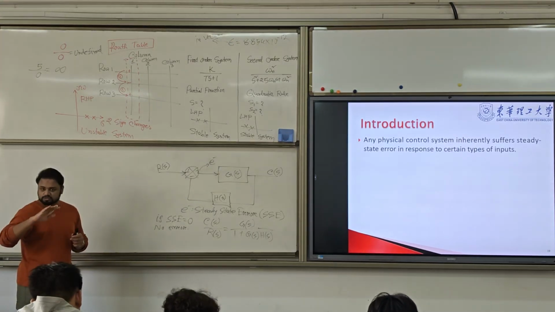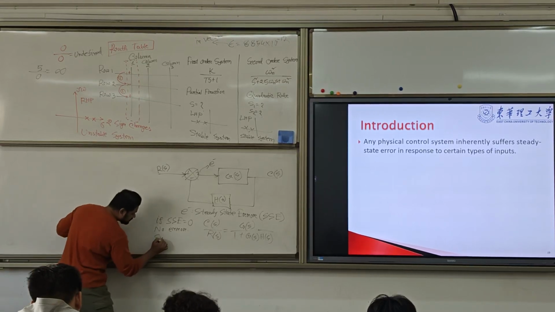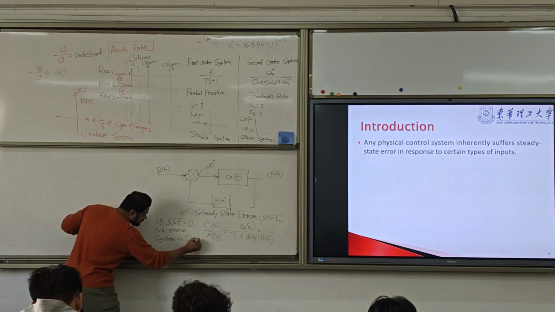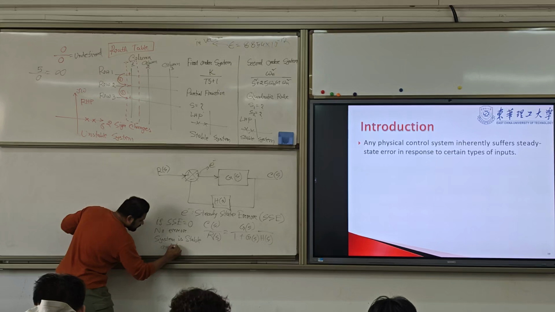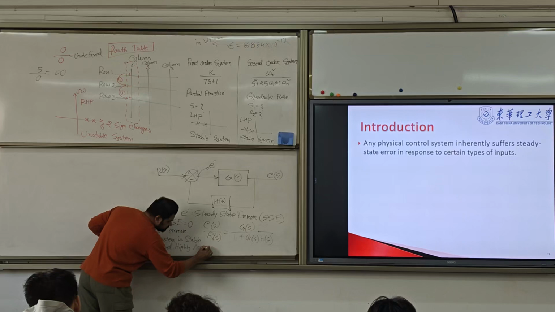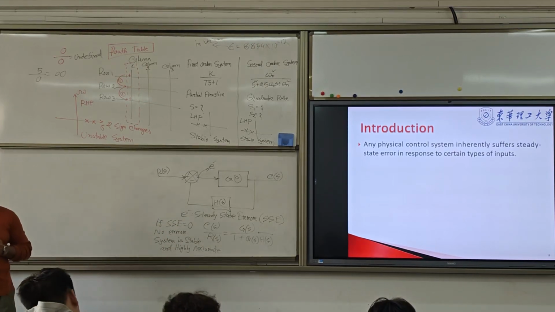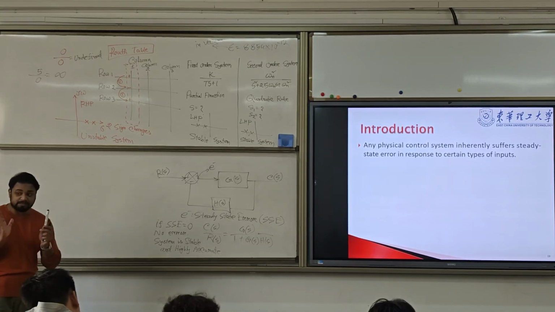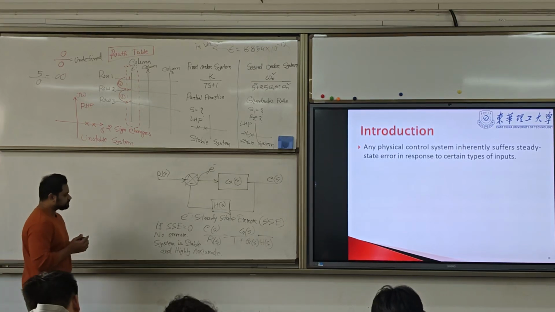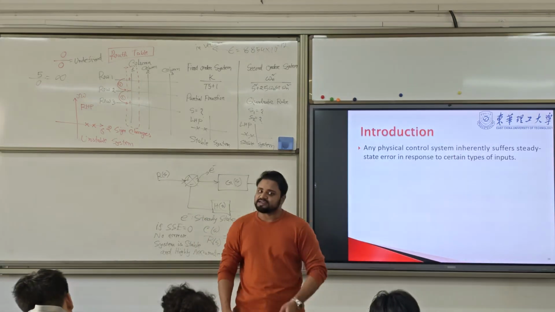No error. 0 means no error. That means your system is stable and highly accurate. If steady state error is 0, that means your system is a stable system and a highly accurate system, no error. But how can you determine this steady state error?